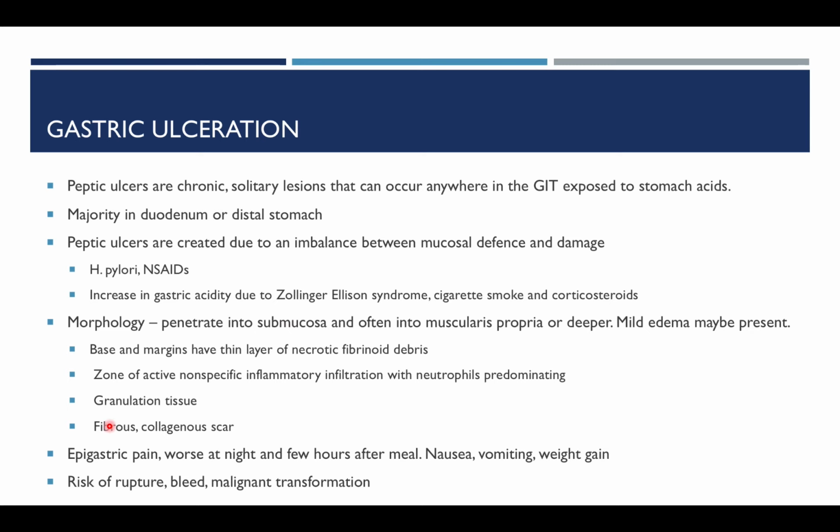Patients with gastric ulceration present with epigastric pain that tends to be worse at night, and worse a few hours after a meal. So these people tend to eat in order for their pain to be relieved, so the patient can undergo significant weight gain. Other than that, the patient can also present with nausea and vomiting. The complications of ulcers are the risk of rupture, bleeding, as well as malignant transformation of the ulcer.